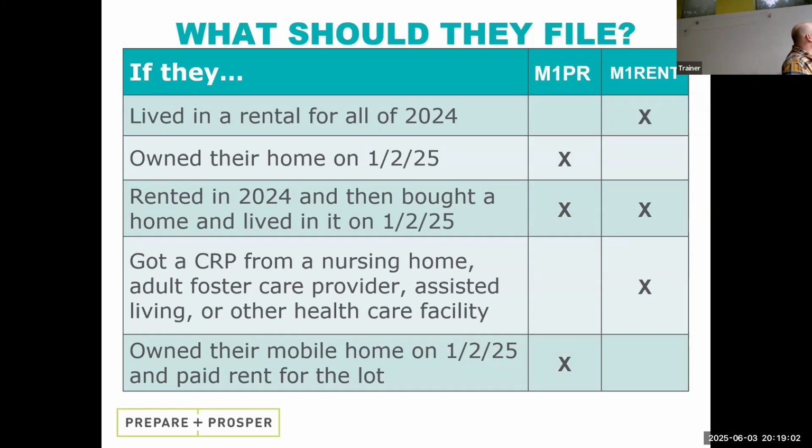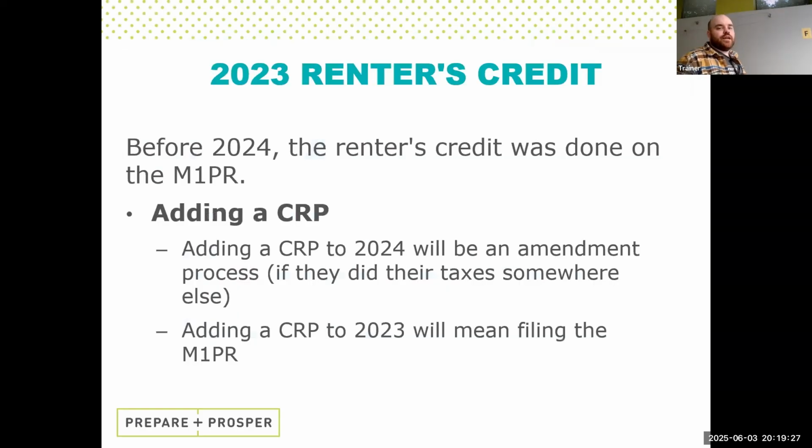If they rented and then bought a home that they were living in by January 2nd, this is the case where they would get one of each, and we would do them both separately. Nursing home, foster care, assisted living, other type of place, that's rent. Owned a mobile home and paid rent for the lot, only M1PR, no rent credit there, even though there is a rent portion.